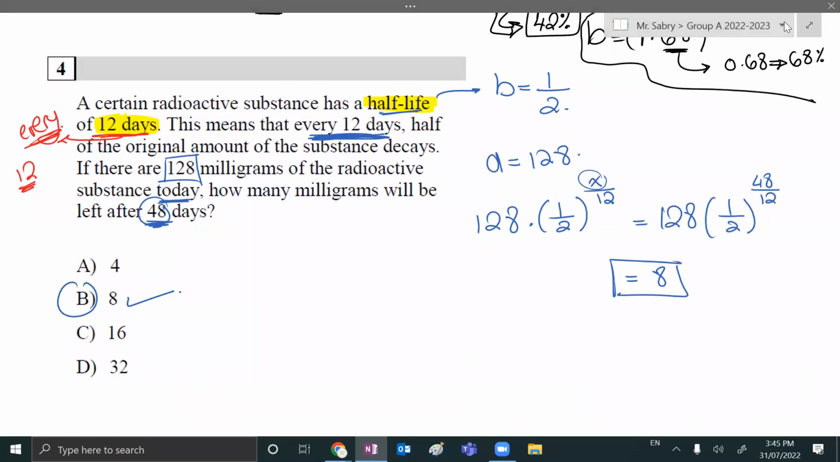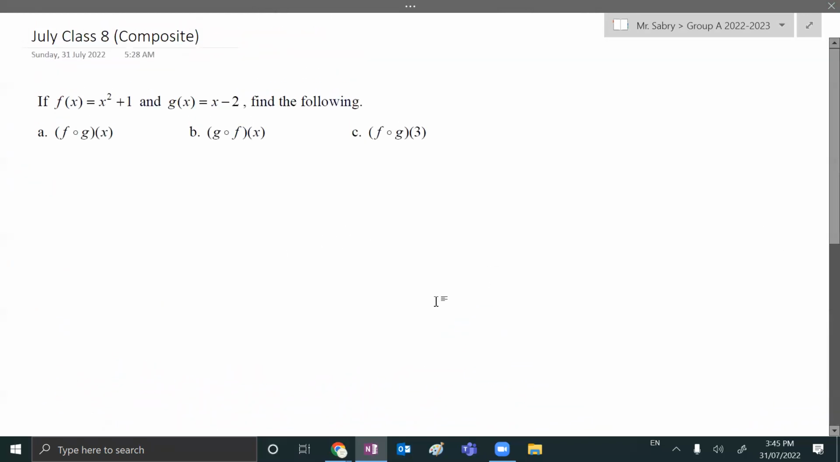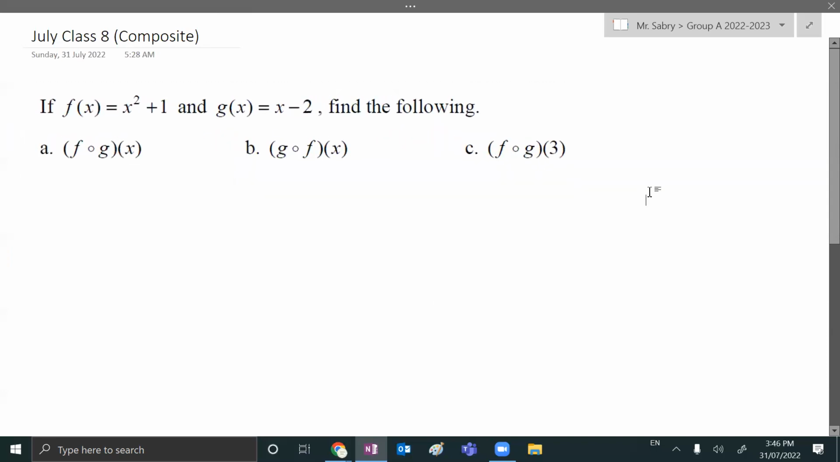Okay, let's check this. Something called composite functions, okay? And as I said earlier, we already started to discuss the beginnings of it, which is mainly whenever we have f of something, f of 3, let's say, I'm supposed to go for the function f, remove its x, and substitute 3. Now, this is a different way of writing or representing the question.